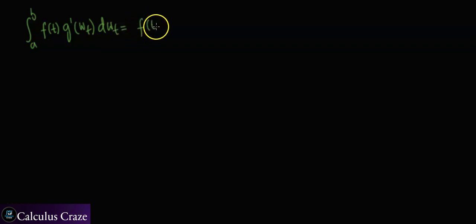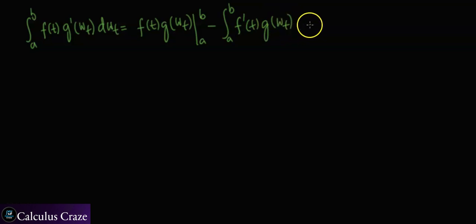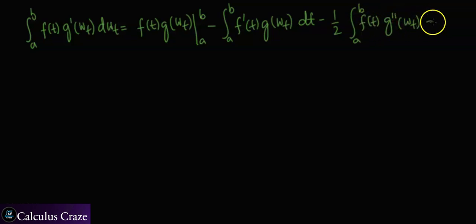With this, my first integration by parts formula is going to look like: the integral from a to b of f of t times g prime of W sub t dW sub t is equal to f of t times g of W sub t from a to b limits, minus the integral from a to b of f prime of t g of W sub t dt, minus 1/2 times the integral from a to b of f of t times the second derivative of g with respect to Brownian, dt.